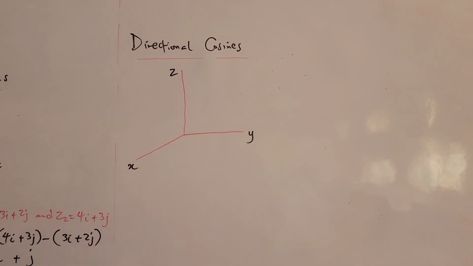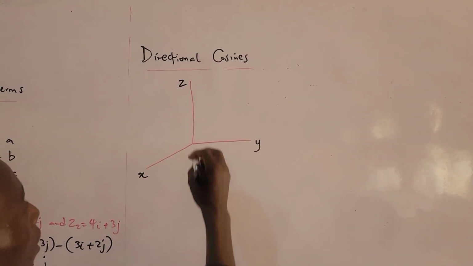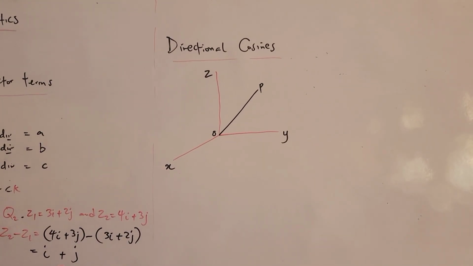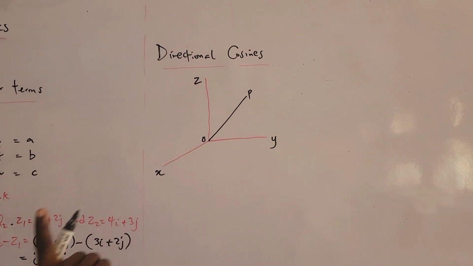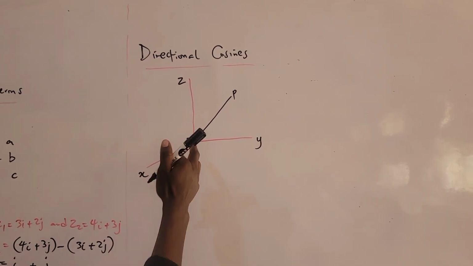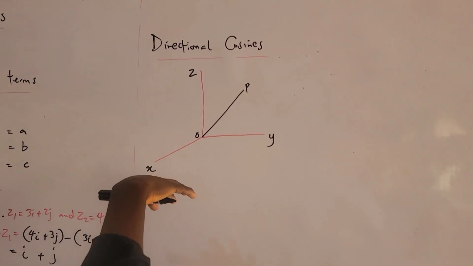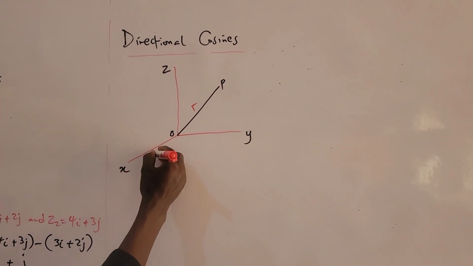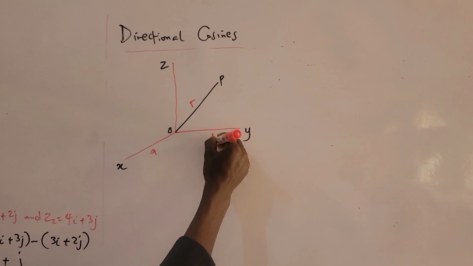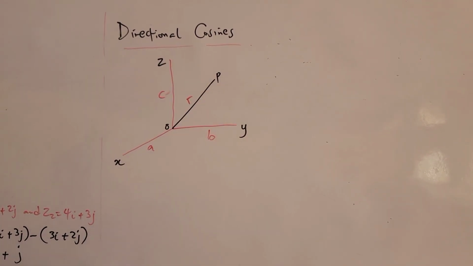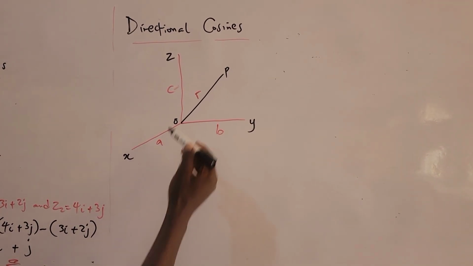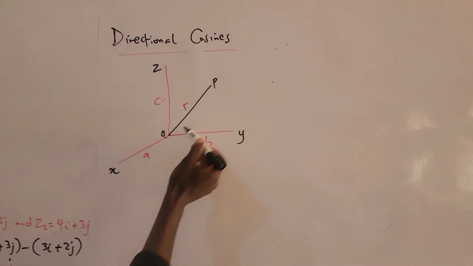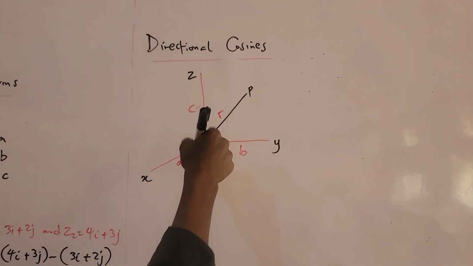So what do we do here? The x indicates the vector that we are using, and it is still vector OP that we are considering. Now this OP is going to make an angle with these 3 directions. Let's say OP is r as usual, and we say OX is a, then OY is b, then OZ is c. So we are considering the angle it makes with the 3 directions.